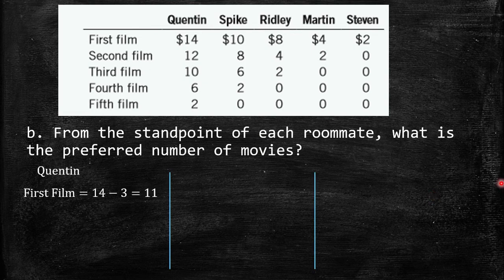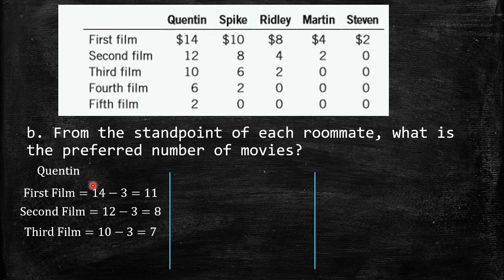Kentin should pay, remember, they need to split the DVD over 5. So the first film, he will get 11. In the second film, he will get 8. We can continue. On the third film, he can get 7. For the fourth film, he will get 3. And then for the next one, 2 is less than 3, so we are going to finish with the fourth film.